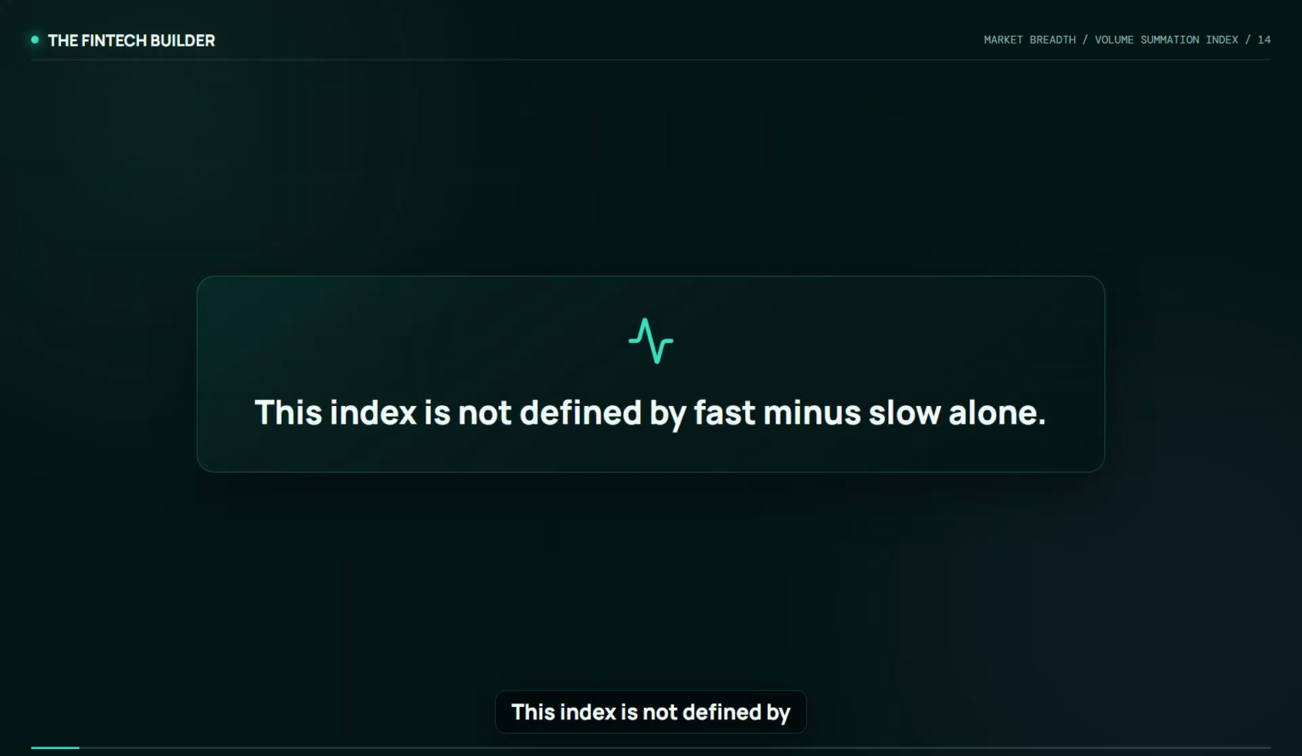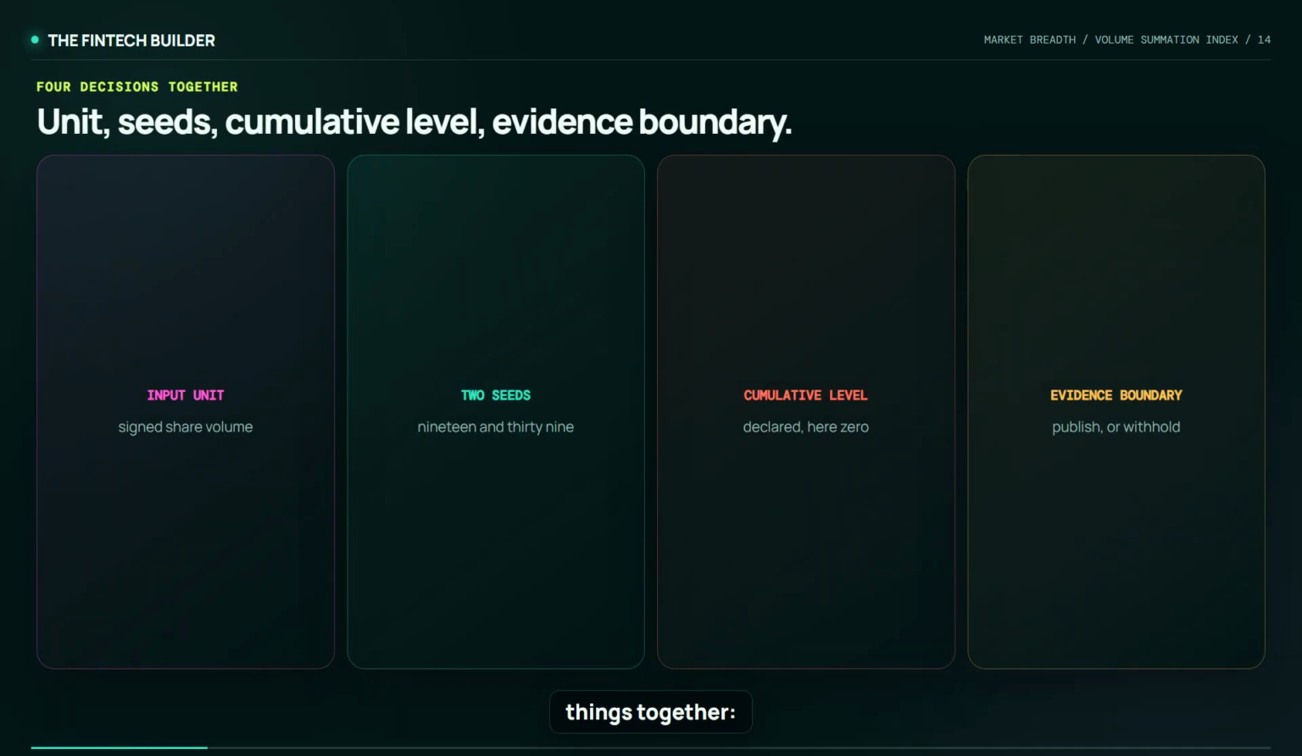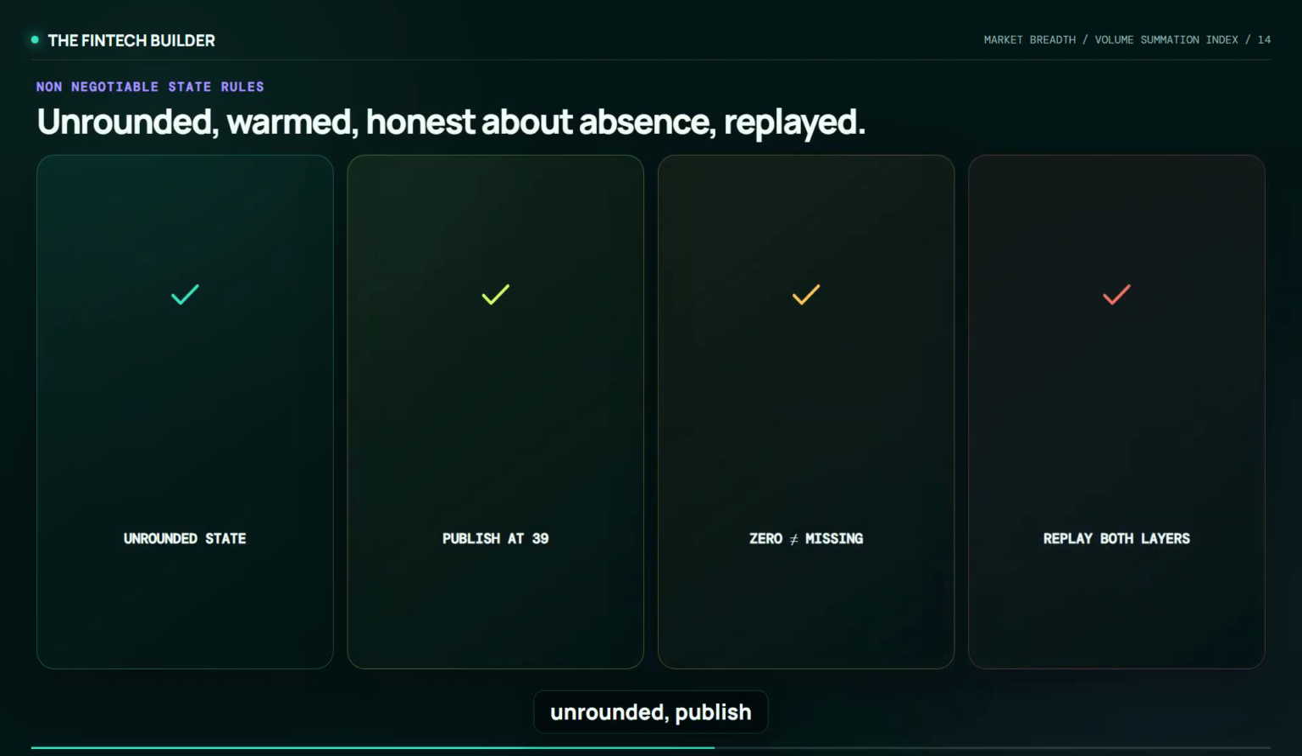This index is not defined by fast minus slow alone. It is defined by 4 things together: the input unit, which is signed share volume, the 2 initialization states, seated at 19 and 39 observations, the declared cumulative starting level, and the evidence boundary that decides whether anything gets published at all. Keep the recursive state unrounded. Publish nothing before observation 39. Treat 0 as data and absence as withheld, and replay corrections through both state layers.